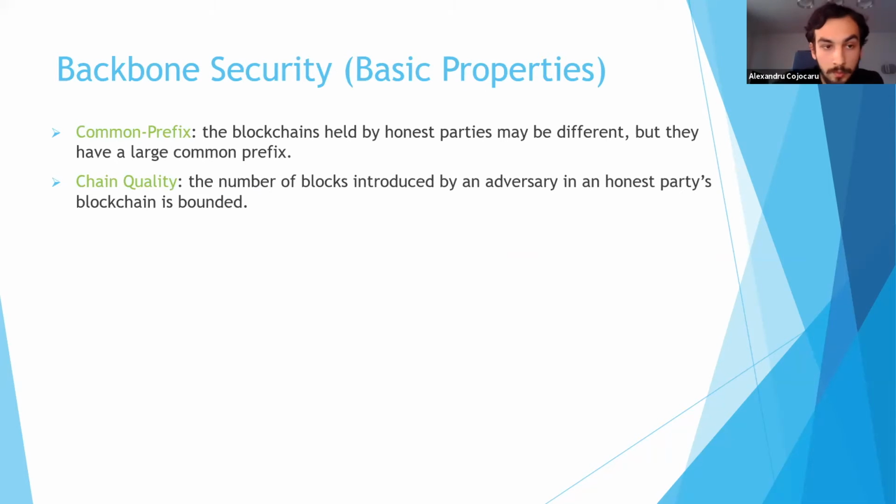And now when we talk about the security of the backbone, we mostly refer to the two basic properties, the common prefix and the chain quality. So the common prefix essentially means that the blockchains held by the honest parties may be different, but they must have a large common prefix. And the chain quality essentially tells that the number of blocks which are created by an adversary in an honest party's blockchain must be bounded.